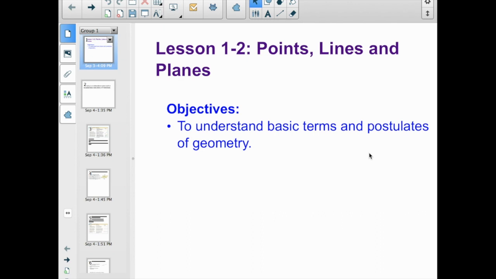Welcome to your first lesson in geometry, lesson 1-2. We're going to talk about basic terms and postulates of geometry, including points, lines, and planes.